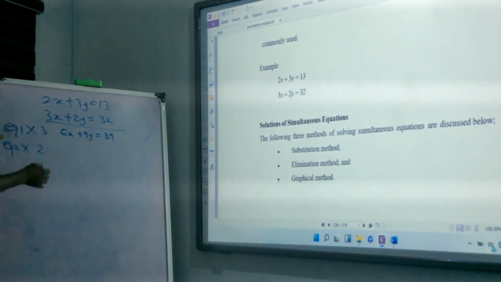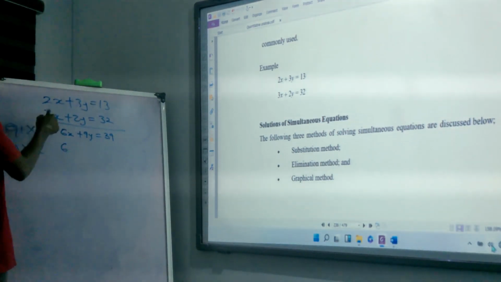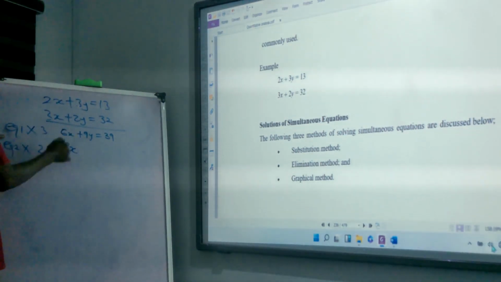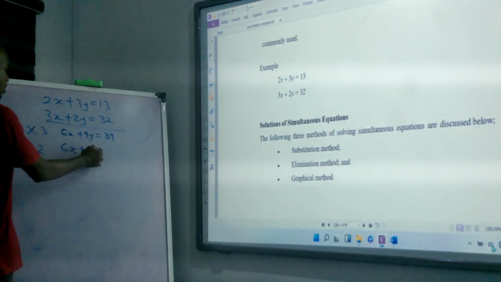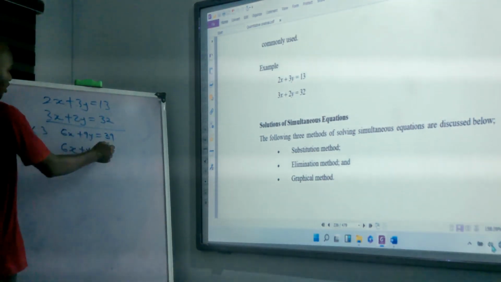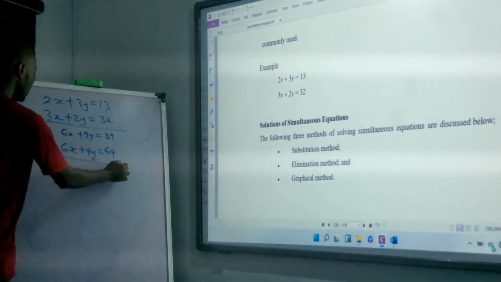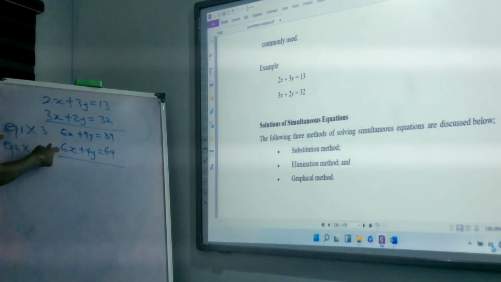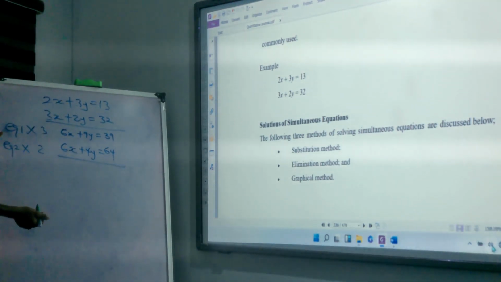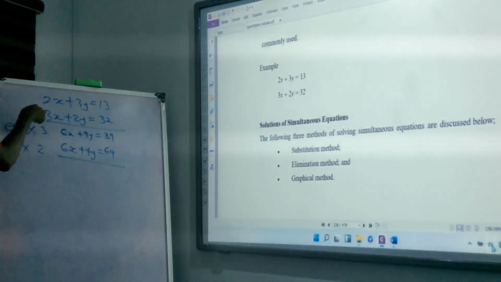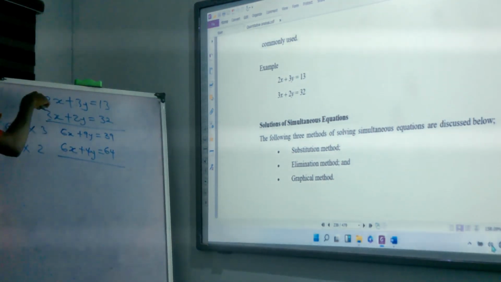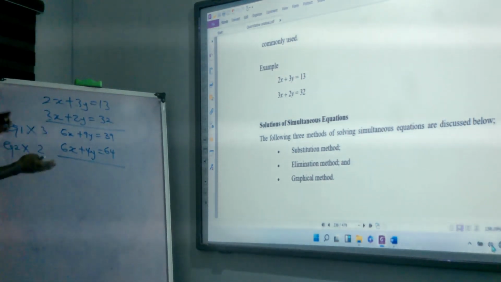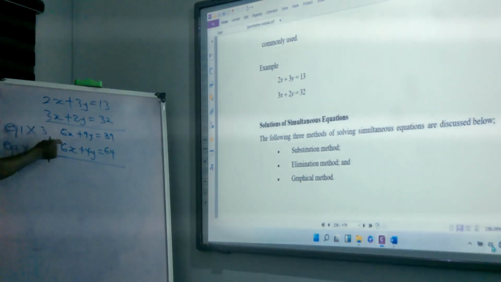Then 2 times 3x is 6x, 2 times 2y is 4y, 2 times 17 is 34. Then let us solve. If we add, we will not eliminate x, so we have to subtract. The aim of multiplying equation 1 by 3 and equation 2 by 2 is to get the same coefficient in x.